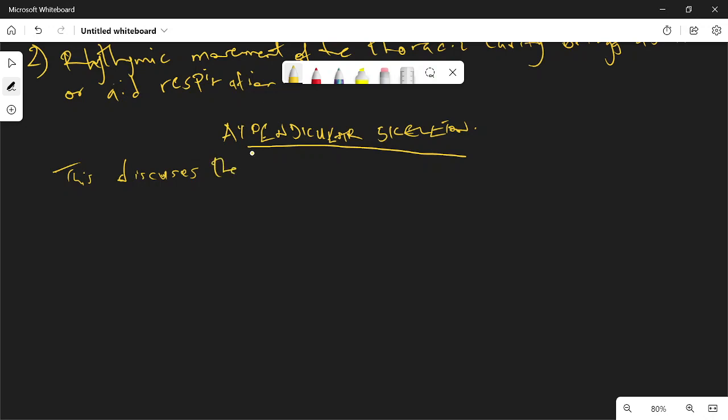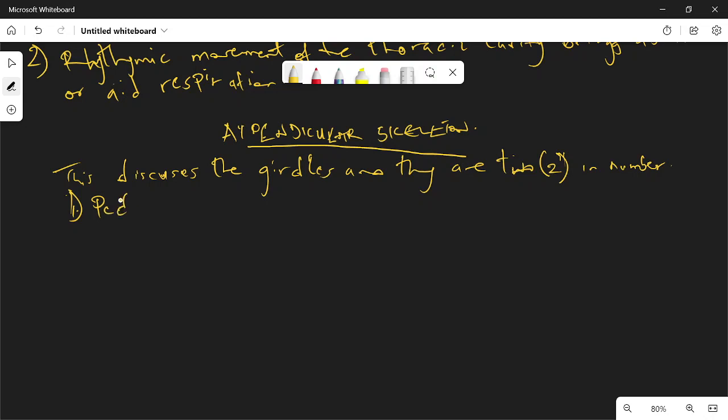This discusses the girdles, and they are two in number. One, we have the pectoral girdle.